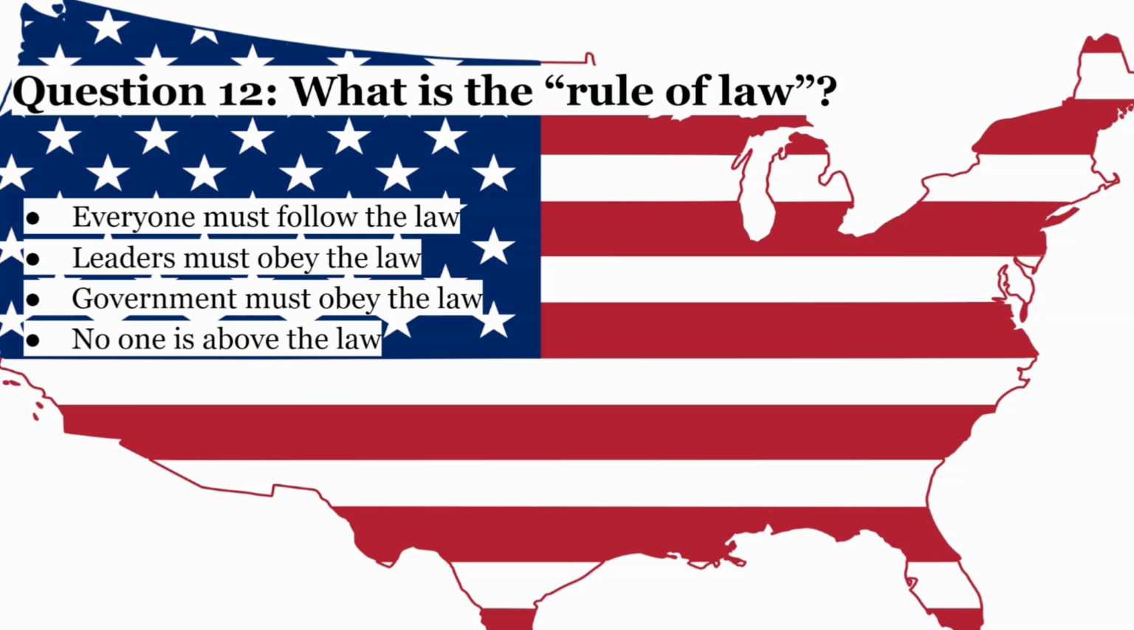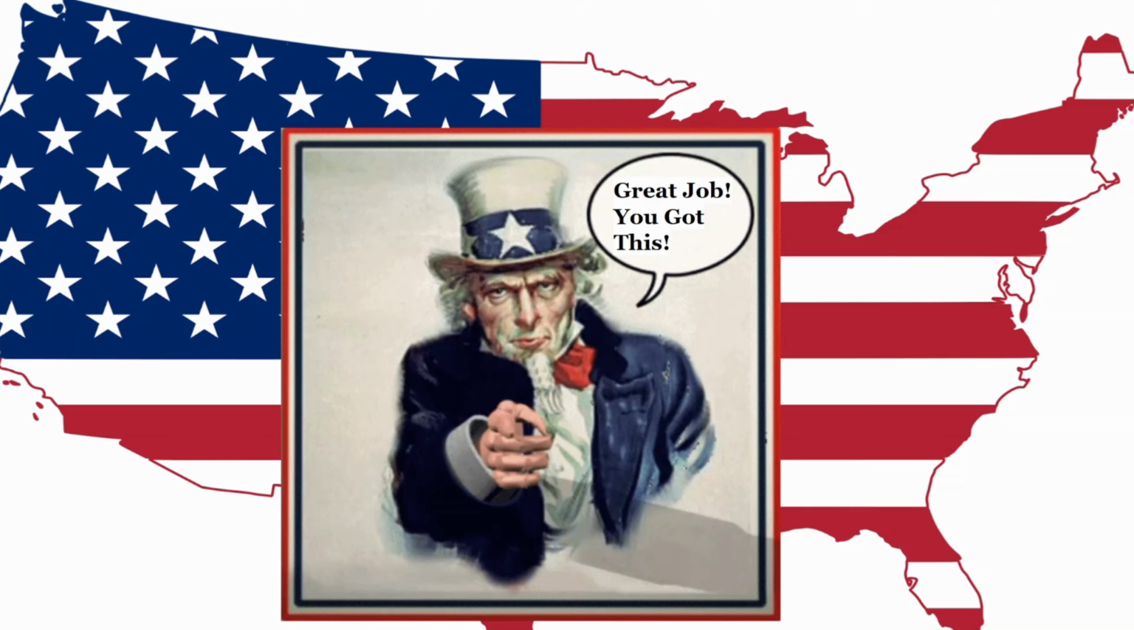There's no one above the law. So yeah, basically what the last point says, no one is above the law. Everyone must obey the law. Leaders must obey the law. Government must obey, yeah, all that stuff. That's what rule of law means. So that should actually be pretty easy to memorize. And that is actually the last question in this first part A, which is, what was it called? Rules of government or something like that.